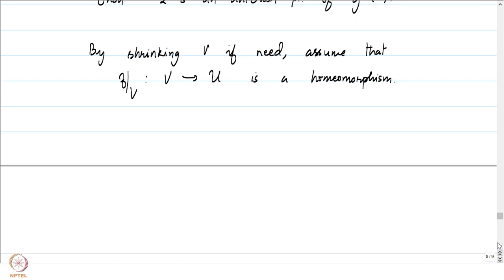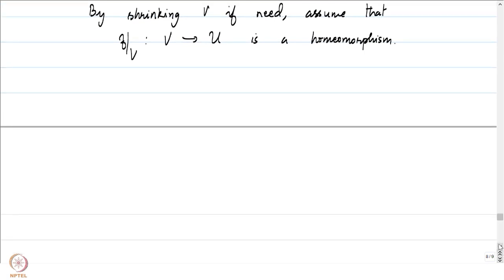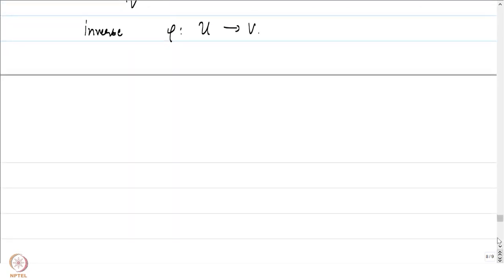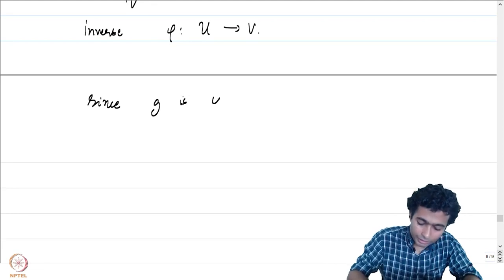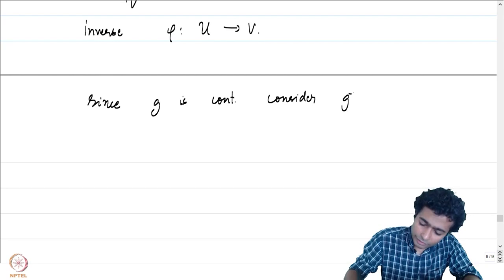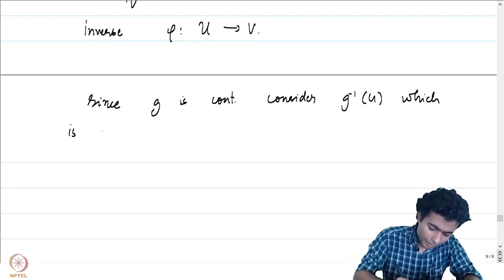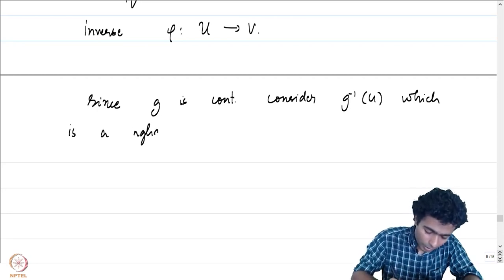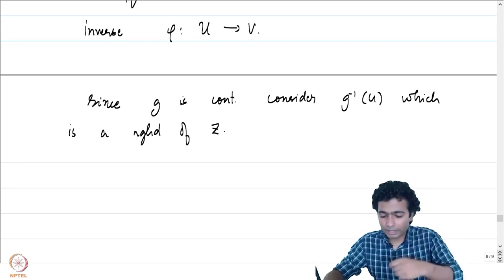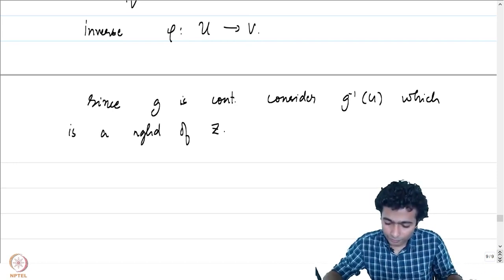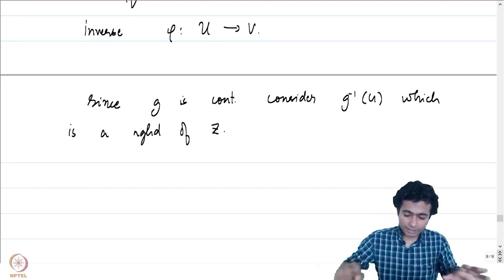So we will work with V, which is now a neighborhood of y where our f is going to be a homeomorphism. Let's call the inverse phi, from U to V. This is precisely the inverse. Now let's consider g inverse of U. Remember that g is a continuous map to begin with. Since g is continuous, g inverse of U is an open set, which is in fact a neighborhood of z. Why is that the case? Because g inverse of U is an open set, and in particular it contains z. This is the exact reason why it's a neighborhood.